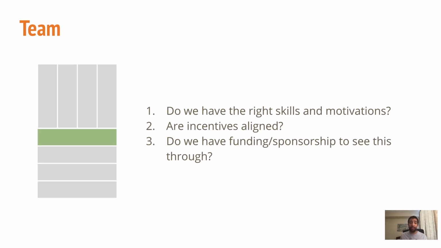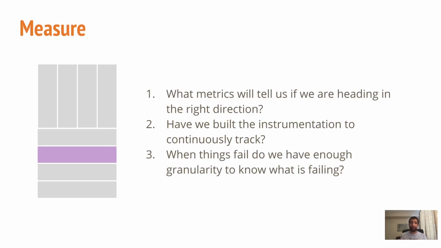Then we come to the team. We need to answer whether we have the right skills. If I have only software engineers and hardware skill is lacking, would we be able to deliver this drone delivery service that we aspire to? Those are the kind of things. Are incentives aligned? When there are multiple teams in a bigger organization, typically there are overlapping areas. Are those incentives aligned so that everyone is pulling in the same direction? And finally, we need to know whether we have enough funding and sponsorship to see this project through.